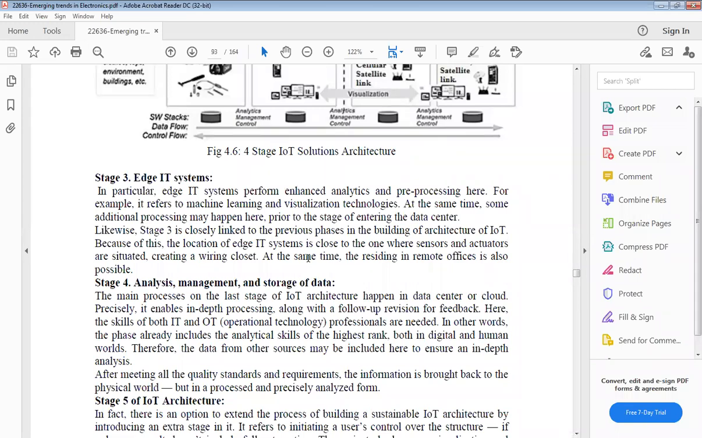At the same time, some additional processing may happen here prior to the stage of entering the data center. Likewise, Stage 3 is closely linked to the previous phases in the building of the architecture of IoT. Because of this, the location of the edge IT system is close to where the sensors and actuators are located, creating a wiring closet. At the same time, residing in remote offices is also possible.